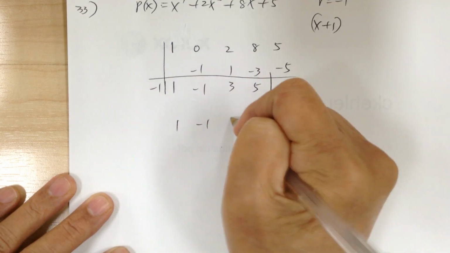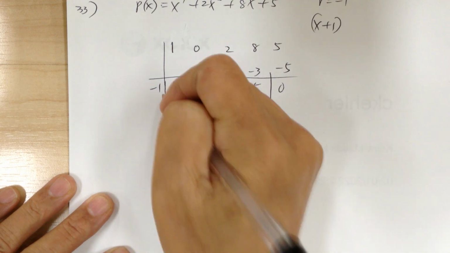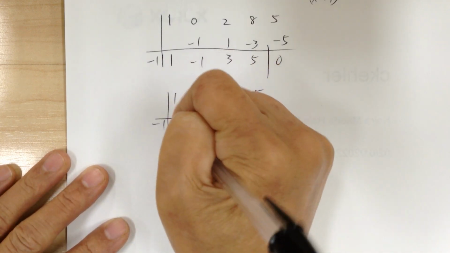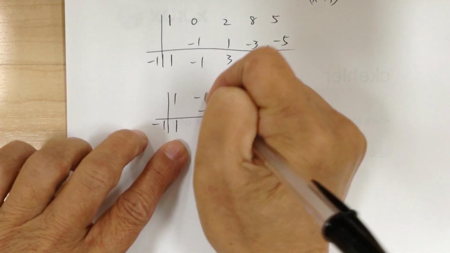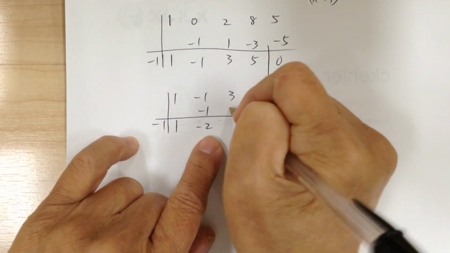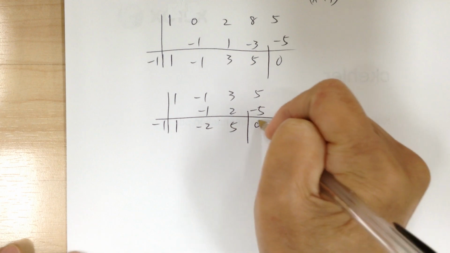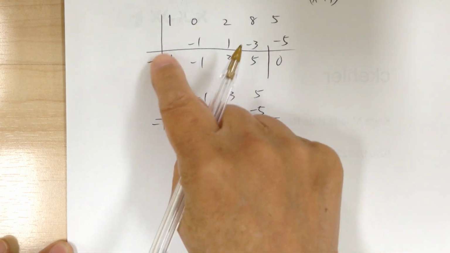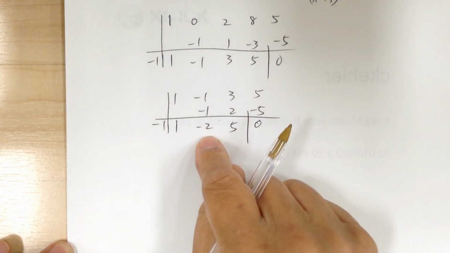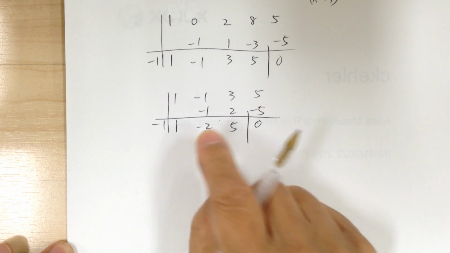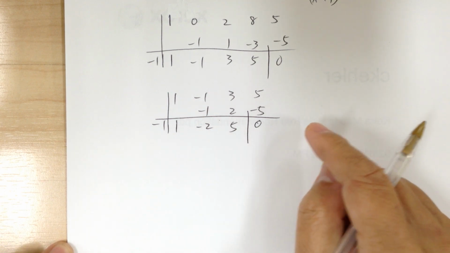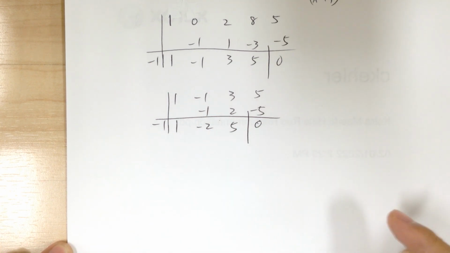Now, if it's a double root, means you can divide it one more time. So you drop, multiply, you add, multiply, you add, multiply, you add. So you can see that because you can divide it twice, therefore this is a double root. And so that's it.